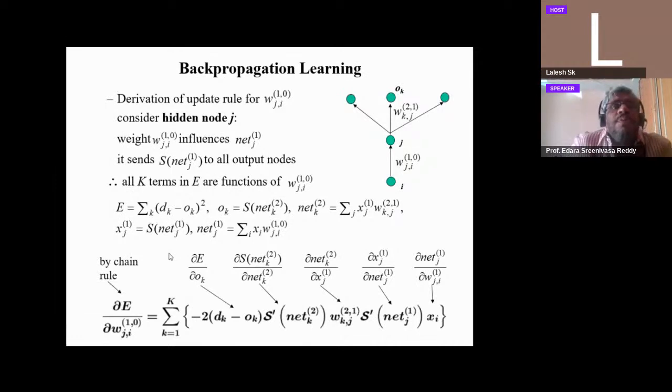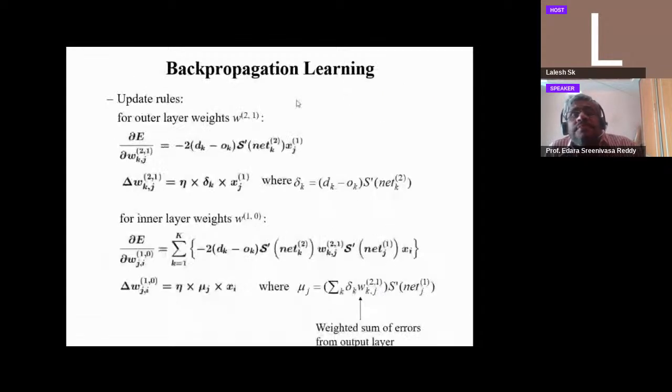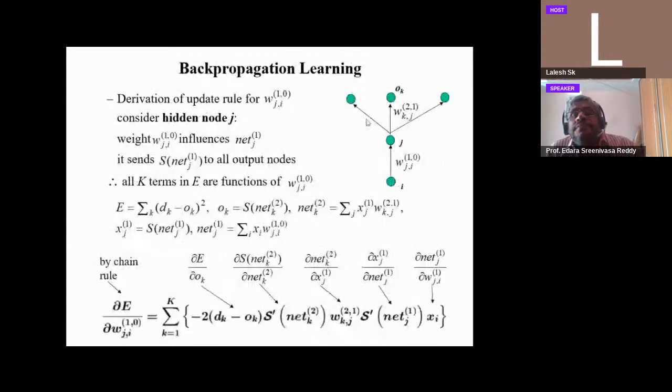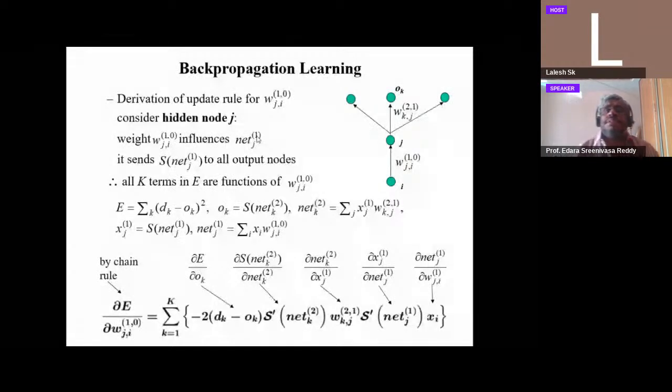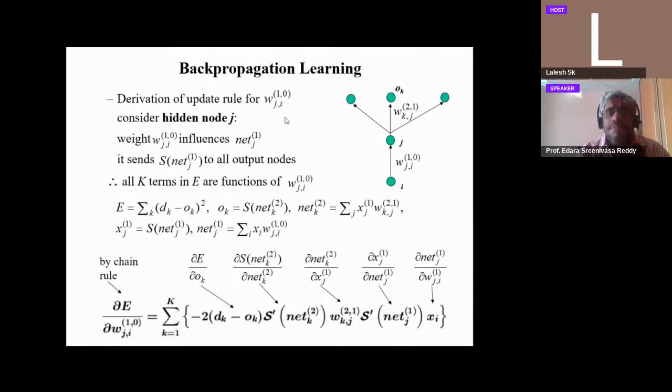Now derivation update rule for W1 comma 0. So consider a hidden node J. Let us consider hidden node J. Weight Wji of 1 comma 0 influences net of 1, definitely. Net of 1 means the response at the hidden layer. This is the output. The weights are W2 comma 1. This is the hidden layer, the weight of 1 comma 0.